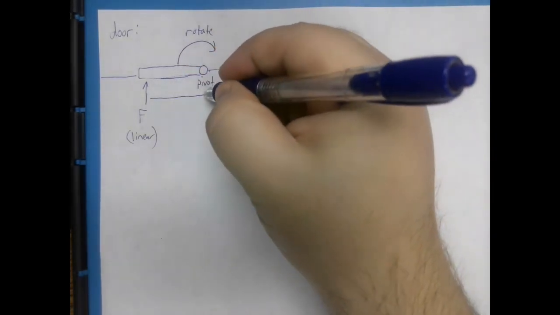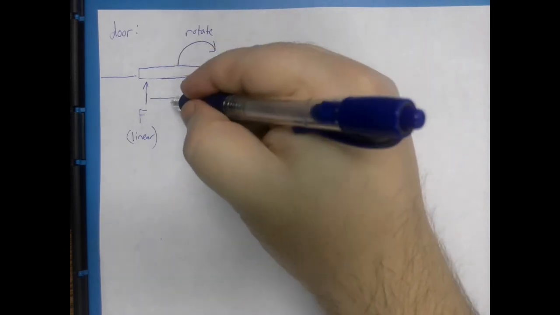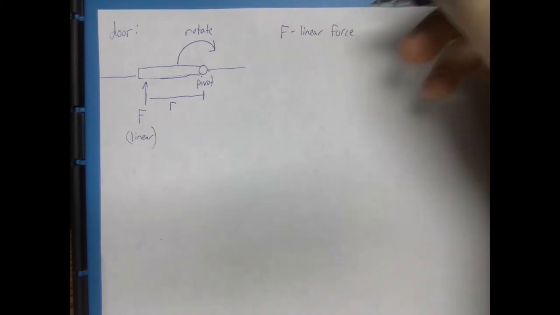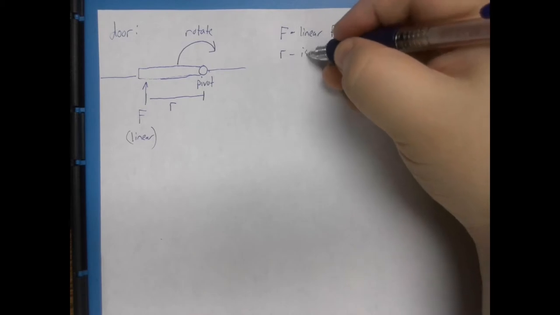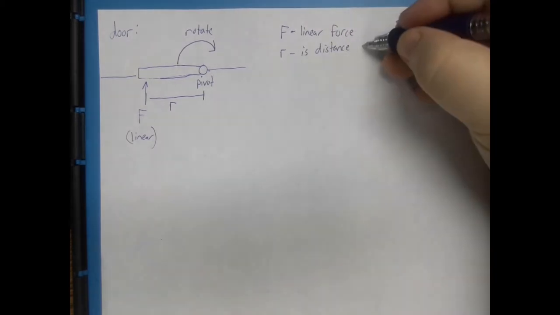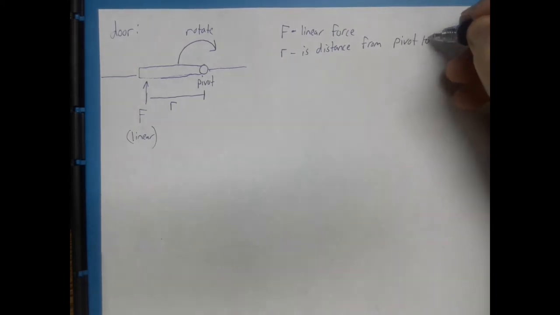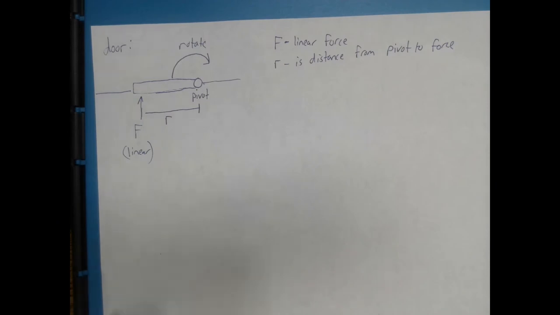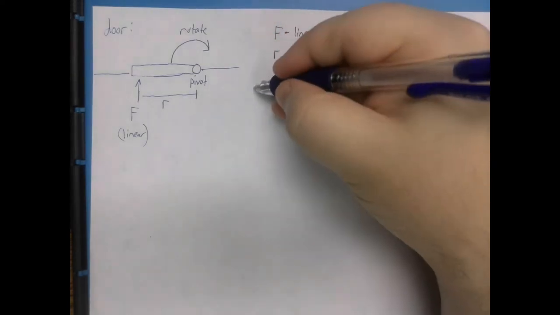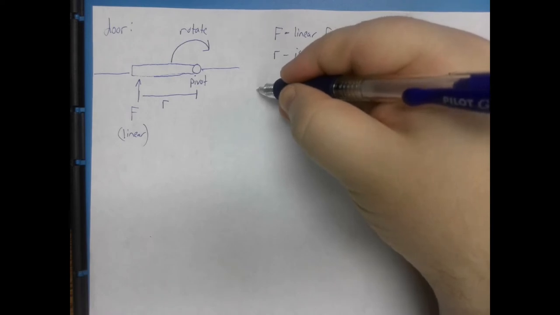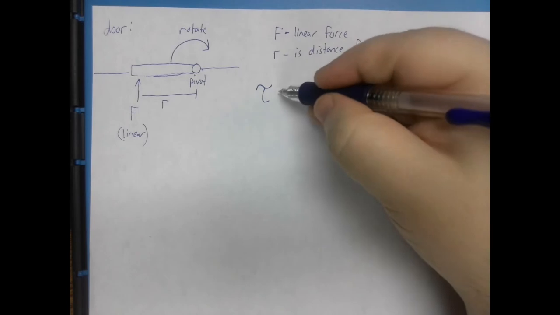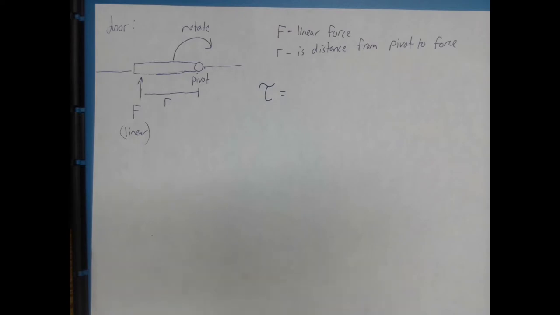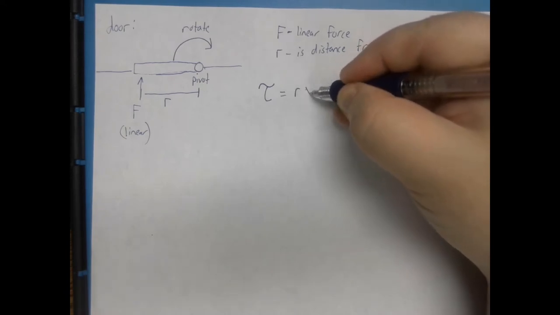So if I define this distance right here from the pivot to the force as R, so F is linear force, R is distance from pivot to force, this door is not going to experience a true linear force. It's going to experience a rotational force. So this is a Greek letter tau, and it is equal to R cross product F.